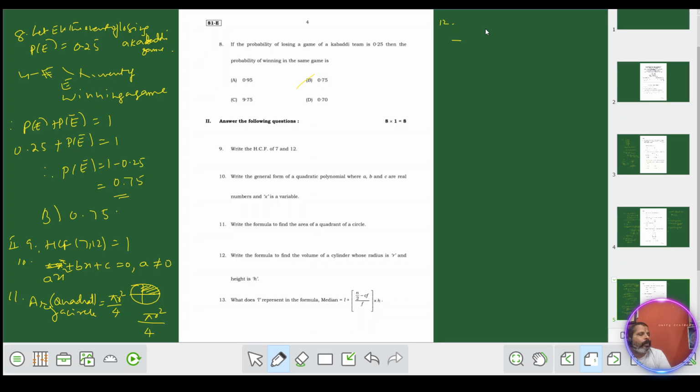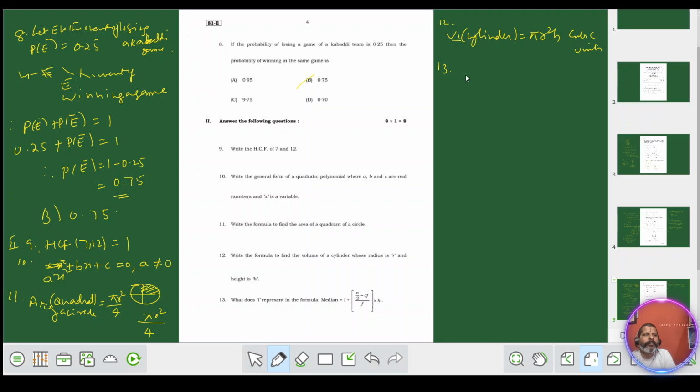Volume of cone is one-third pi r square h. Sorry, here the volume of cylinder they have asked. I was thinking that only. Cylinder is pi r square h. So volume of cylinder is pi r square h cubic units. Let's move to the next question.